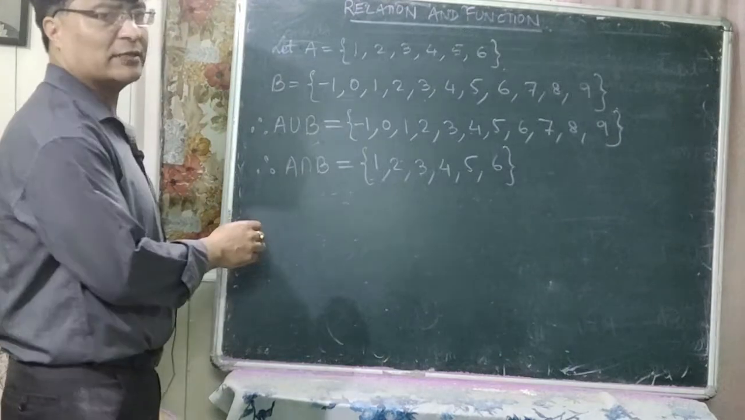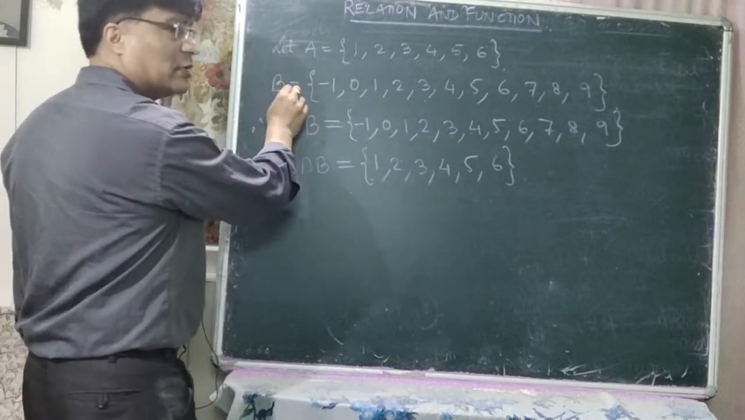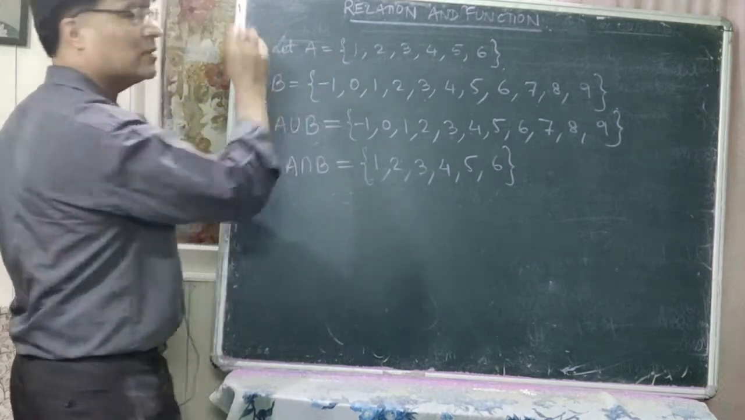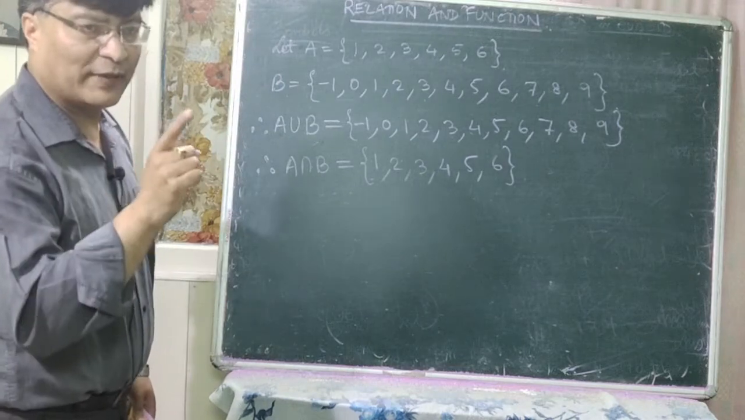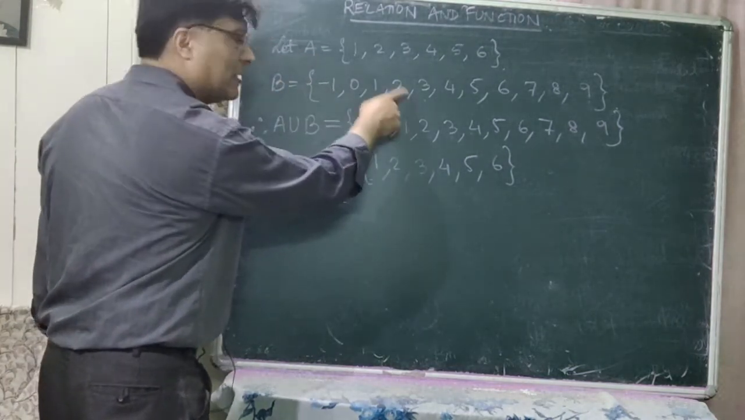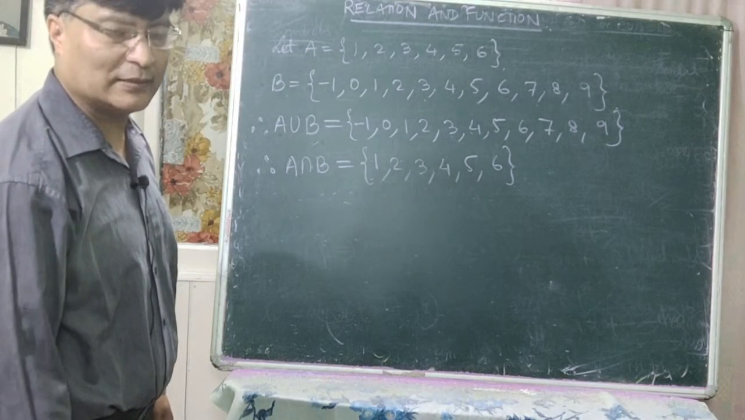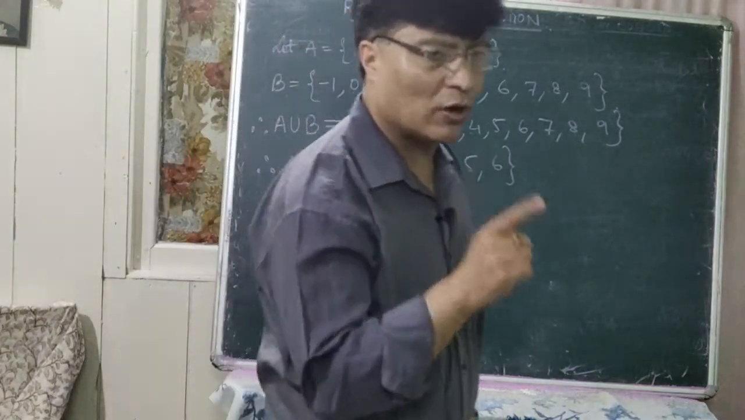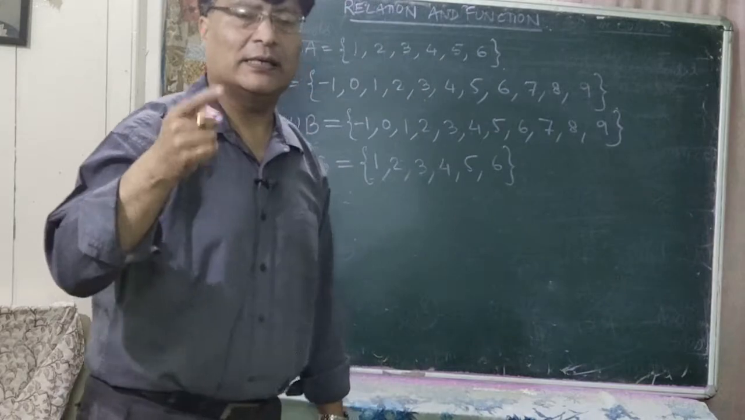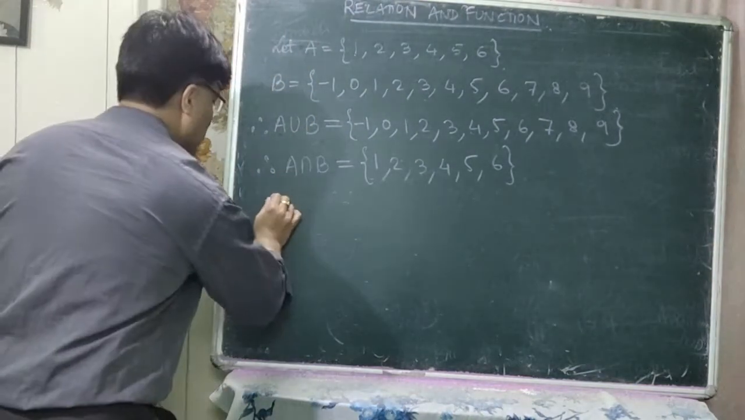A is a subset of B. That is, every element of the set A is also an element of B. If every element of the set A is also an element of B, then A is known as the subset of B. Is that clear? Every element of the set A should be an element of set B, then A is known as the subset of B. Is that clear? So, subset.